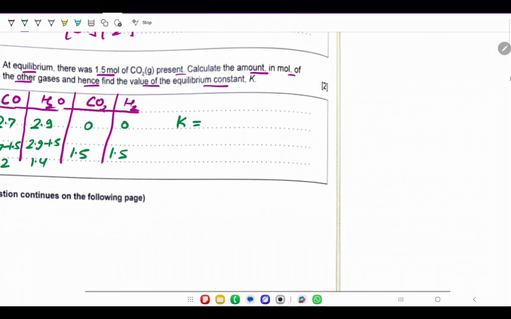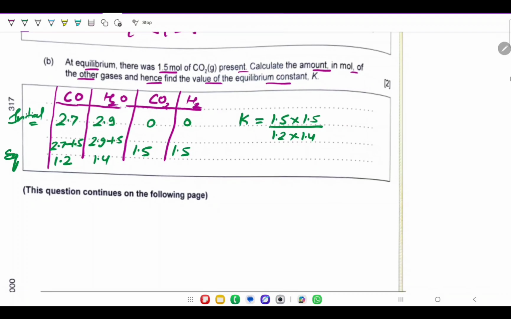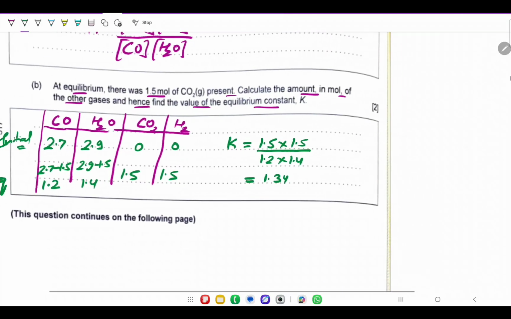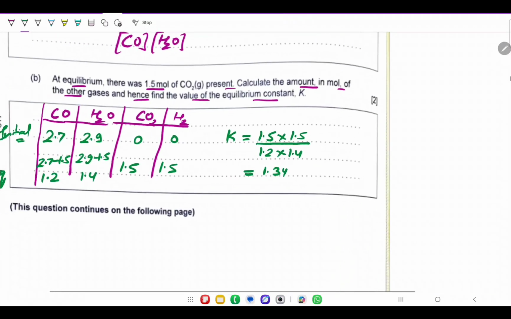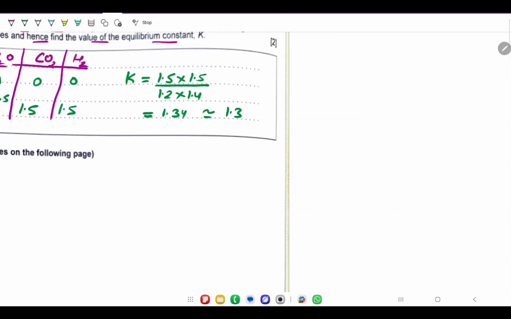It is [CO2] into [H2] upon [CO] into [H2O]: 1.5 into 1.5 upon 1.2 into 1.4, which is the equilibrium concentration of carbon monoxide and steam. On calculation, I get the answer 1.34, and if I leave it in least SF, that is 1.5, the answer will be 1.3. That should be the answer.